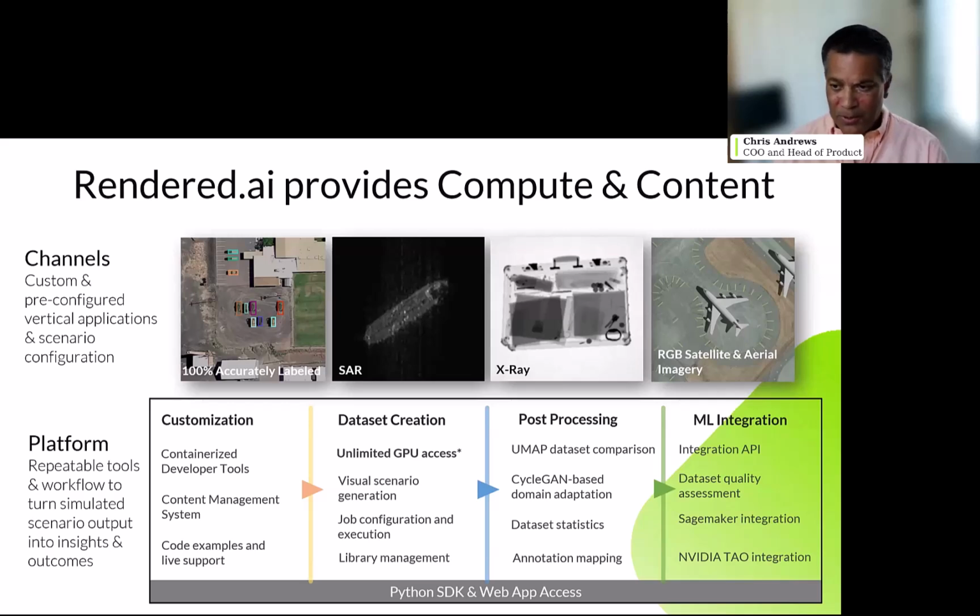And one thing I will point out is that I believe in this deck, all of the imagery that we show is imagery that's been generated with Rendered. In some cases, we will use a combination of real 2D imaging, such as satellite imagery backgrounds, with 3D models, but everything that you see will have been processed through Rendered.ai with the intent of satisfying a customer's computer vision application.